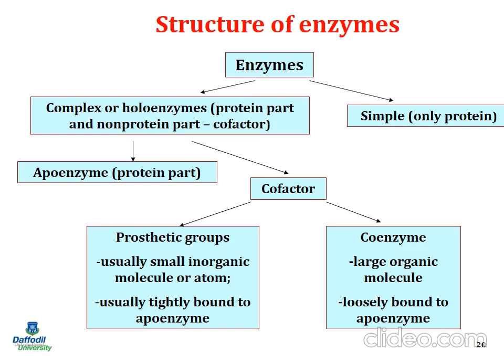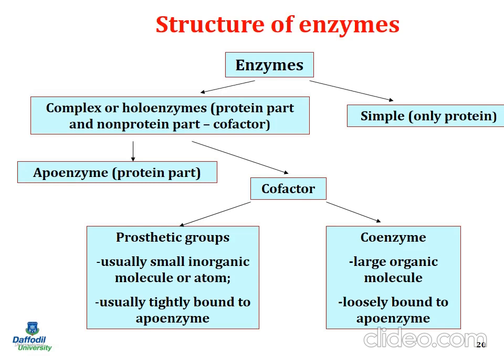And if we look at the structure of the enzyme, then it has two different basic parts. One is the protein side and another one is the non-protein side. Now if we consider a simple protein, then there is no difference. This is only a protein and it is the simple enzyme. And the complex one should have a protein part, which is known as apoenzyme, and a cofactor, which is the non-protein part. Now cofactors are of two different types. One is coenzyme, another one is prosthetic group.